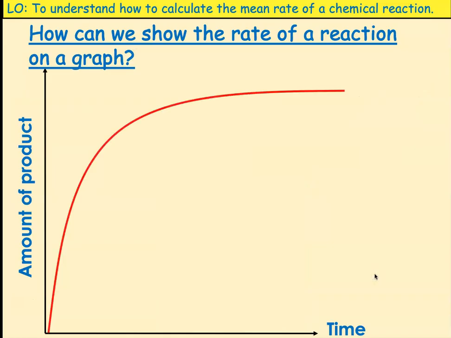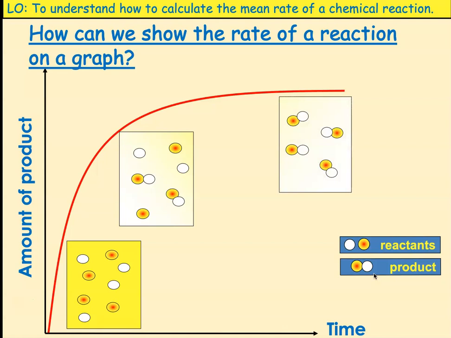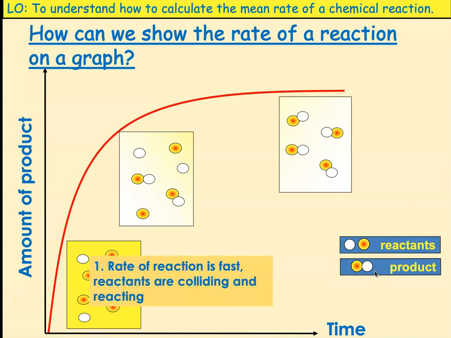Okay, so how can we show the rate of reaction on a graph? Here you can see what we call a typical rate of reaction graph. And we're looking at the particles of reactant and products. So the white and the red particles are the reactants, and when they join together, they make a product. So as you can see at the beginning, we've got lots of reactant. So the reaction is very fast. There's a lot of colliding, a lot of reaction.